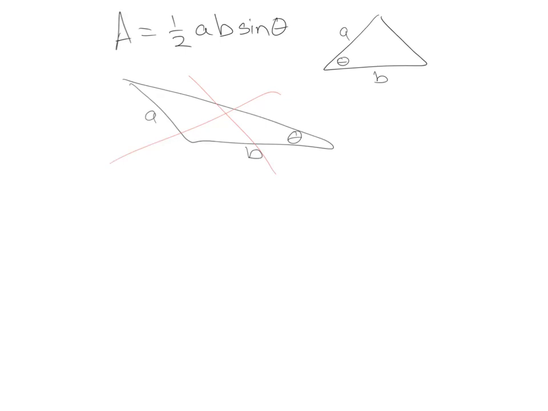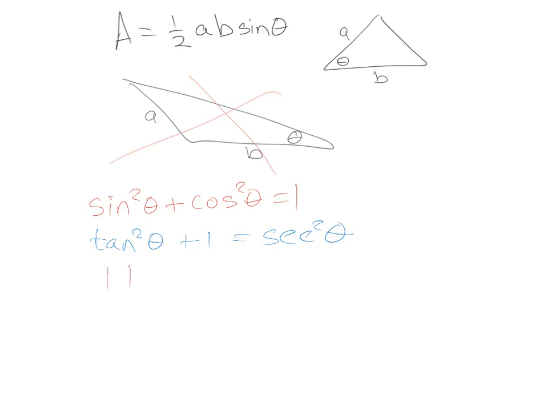And you should also have the Pythagorean identities, if you remember what those were. So sine squared of theta plus cosine squared of theta equals 1. You also have the tangent squared of theta plus 1 equals the secant squared of theta. And I think the last one is 1 plus cotangent squared of theta equals the cosecant squared of theta. All right, so those should be on there as well. You need those today for the harder problems.